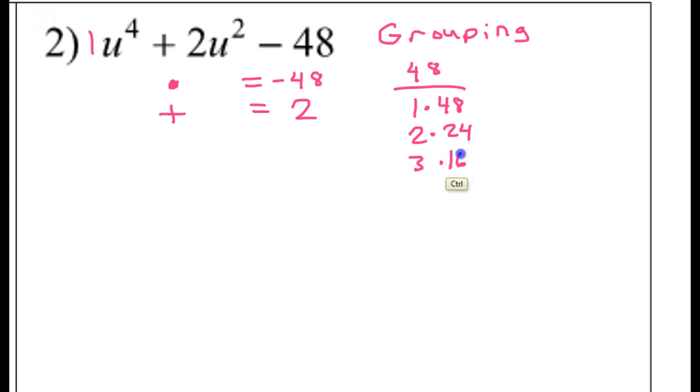Yeah, that's right, 3 times 16, 4 times 12, and 6 times 8. These are all the ways to get 48. Okay, I was stumbling around just a little bit there. Maybe some of you might have stumbled as well.